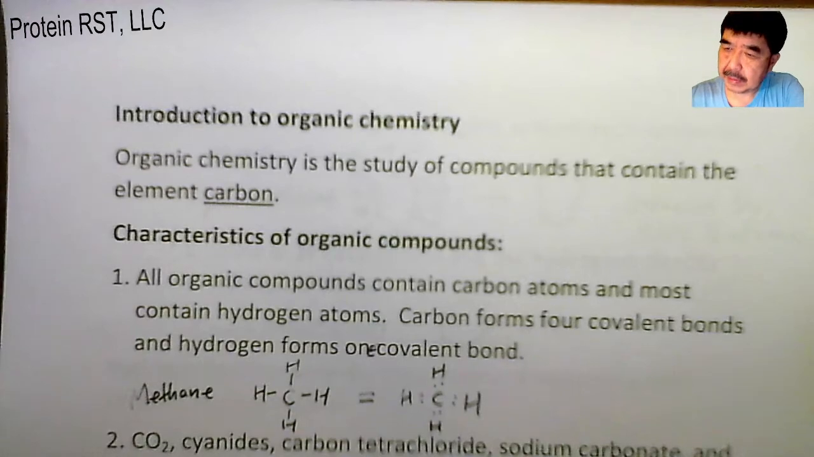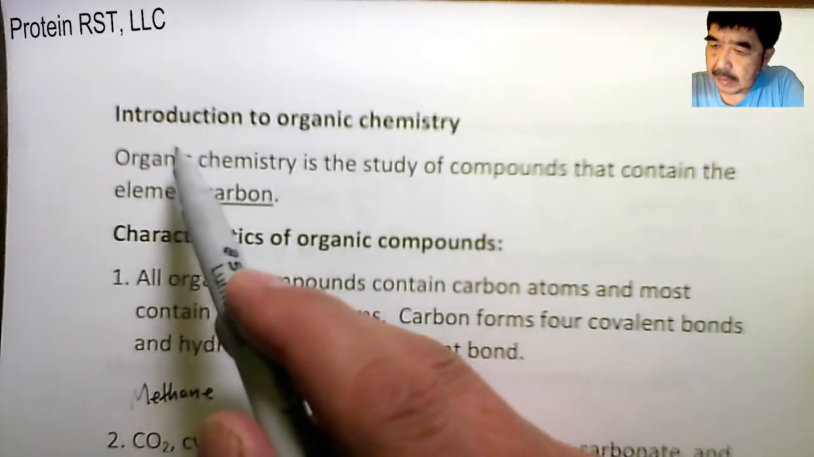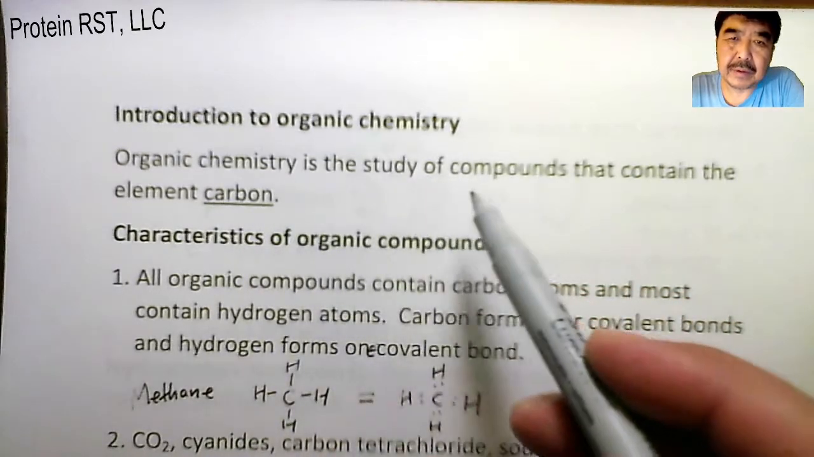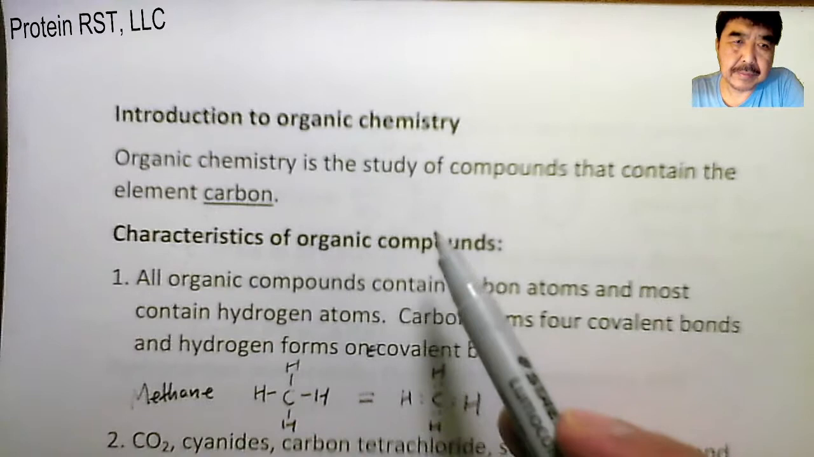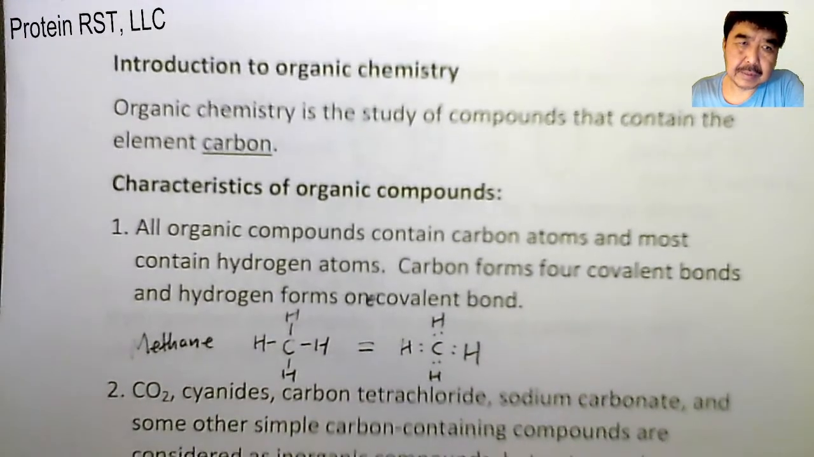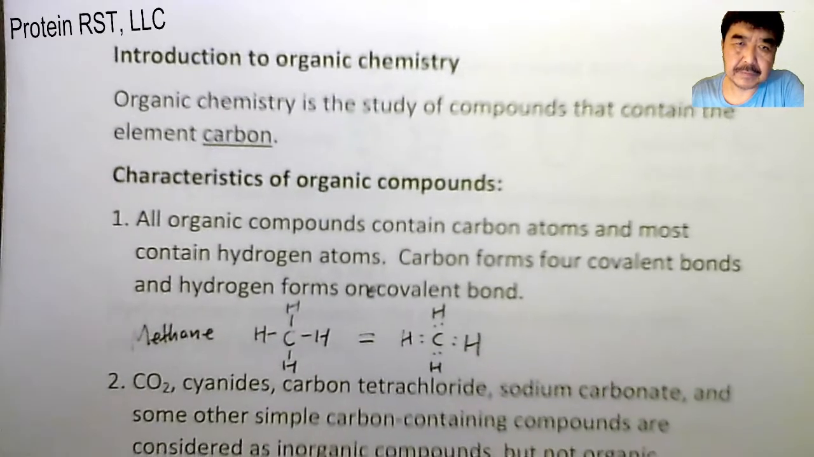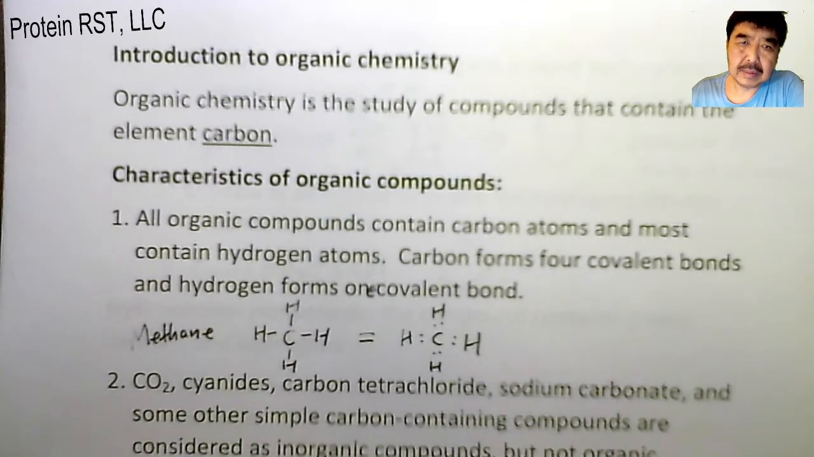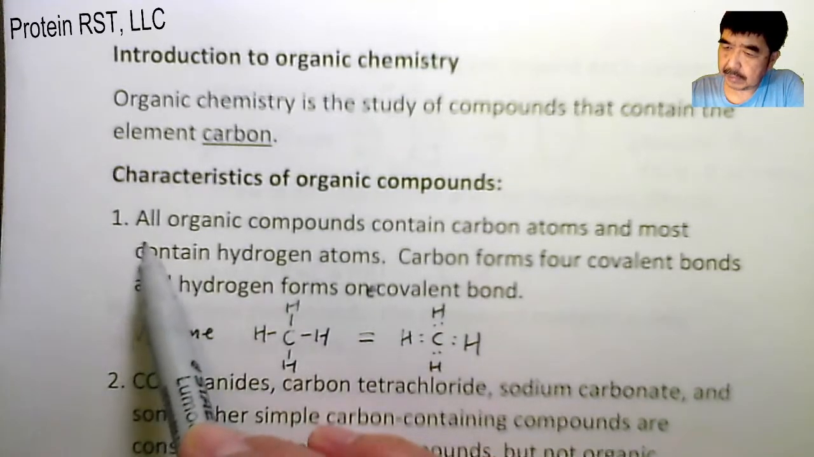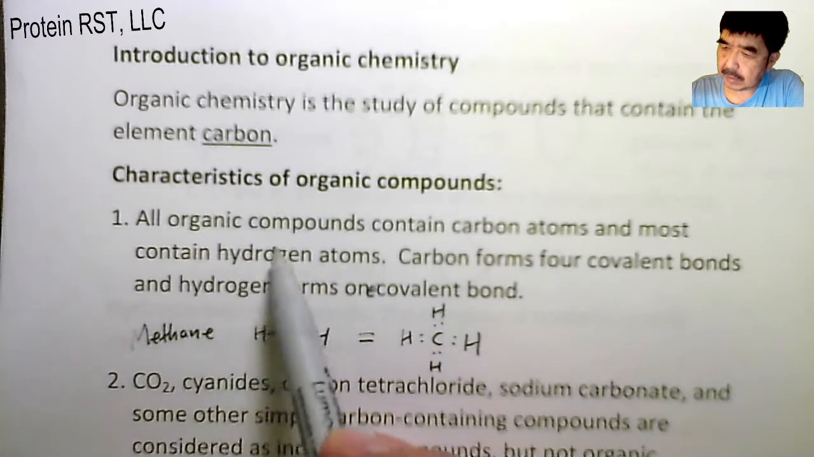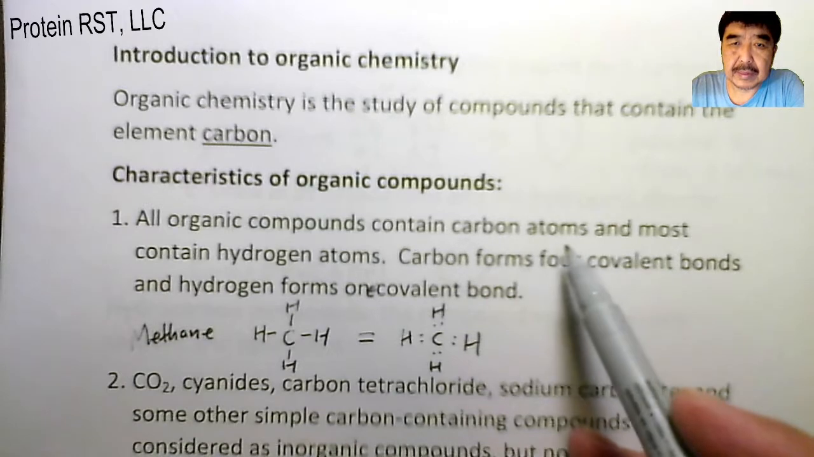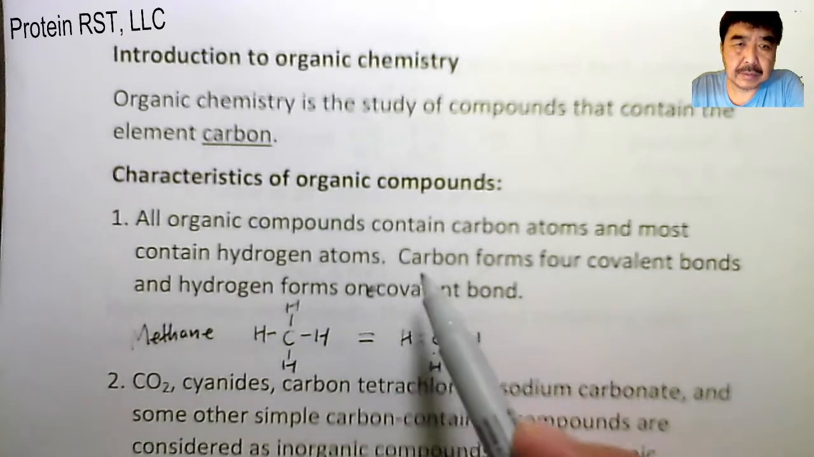All right. Today's topic is an introduction to organic chemistry. Organic chemistry is the study of compounds that contain the element carbon. First, let's review some characteristics of organic compounds. The first one: all organic compounds contain carbon atoms, and most of them contain hydrogen atoms.